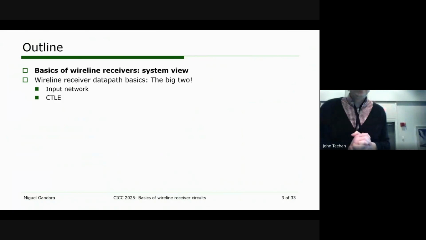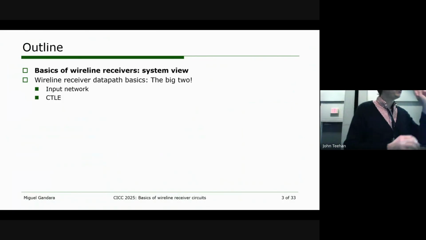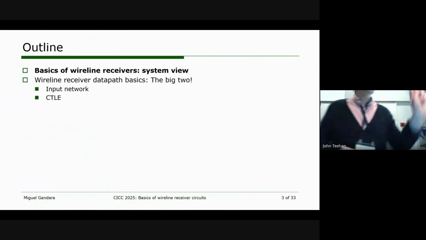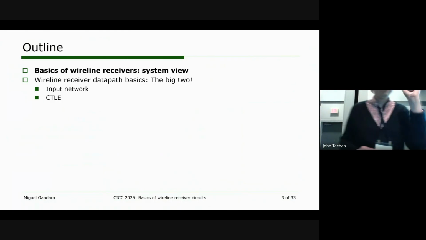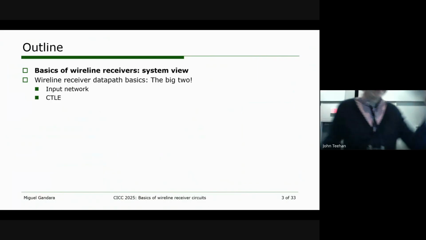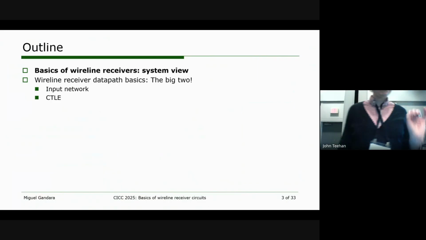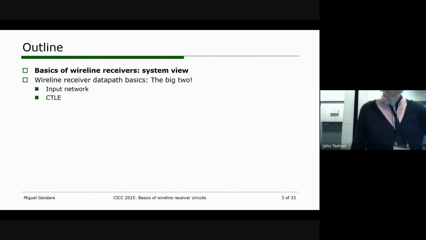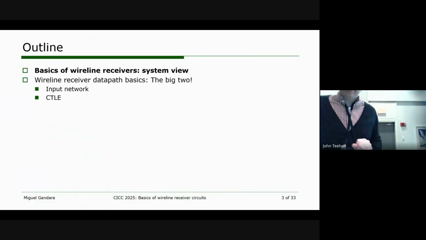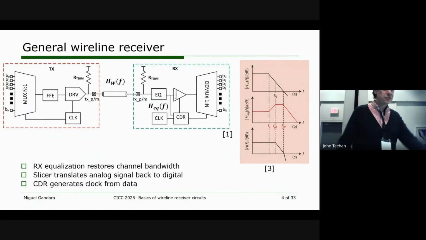In wireline receivers, there's two really important circuits. The first is the input network, and the second is the CTLE. So I'll try to cover both of them. To be frank, I haven't been able to cover both these topics in 35 minutes, so Ali will cut me off at some point, but hopefully I can at least give you all a little bit of intuition into both of these areas.